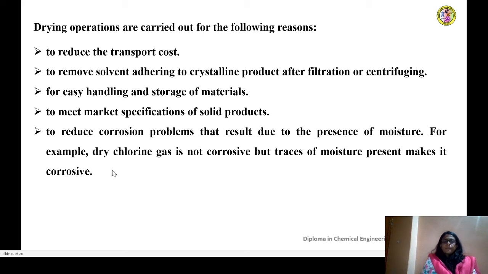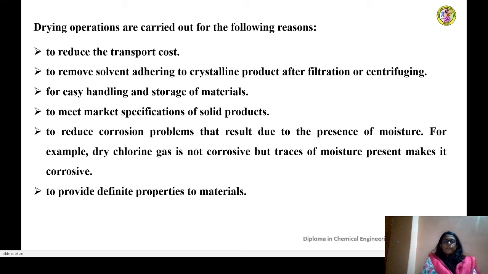For example, chlorine gas is a product from an industry. If the chlorine gas is wet, it is highly corrosive, and even traces of moisture present in chlorine make it highly corrosive. So this is where you need to understand the importance of the drying operation.